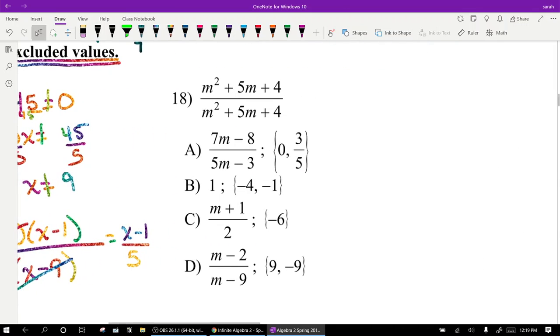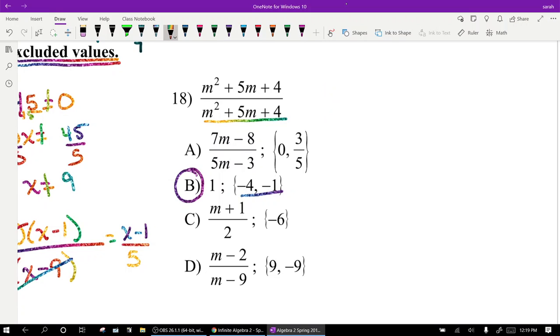So let's check and see if that works on this next one. I haven't done all of these, so we'll see if that works. Okay, so on this one, I'm going to check my excluded values first. Actually, when I look at this, it is just equal to 1. m squared plus 5m plus 4 equals m divided by the same thing, so it's going to have to just equal 1. So for 18, my solution is 1. And let's just check. It's the only one that has a 1, so it has to be B.